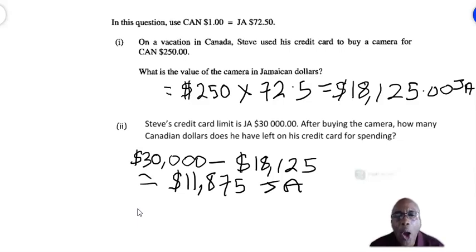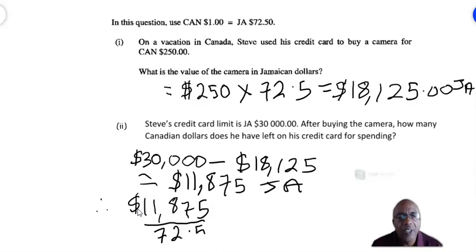But then you ask, how many Canadian dollars does he have left? It means you have to convert the Jamaican dollars to Canadian dollars, and from the conversion rate, to convert Jamaican dollars to Canadian dollars, you would divide by $72.50. So therefore, let's divide the 11,875 Jamaican dollars by the 72.5, the conversion rate, to get the Canadian dollar answer.